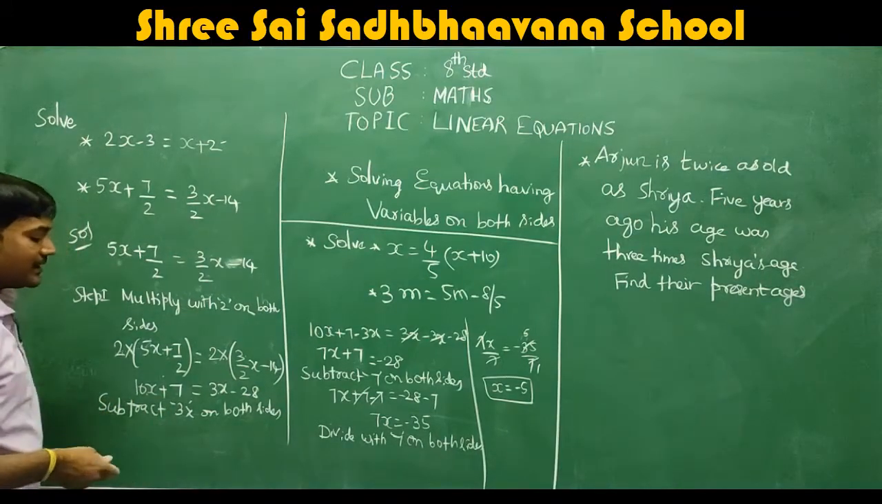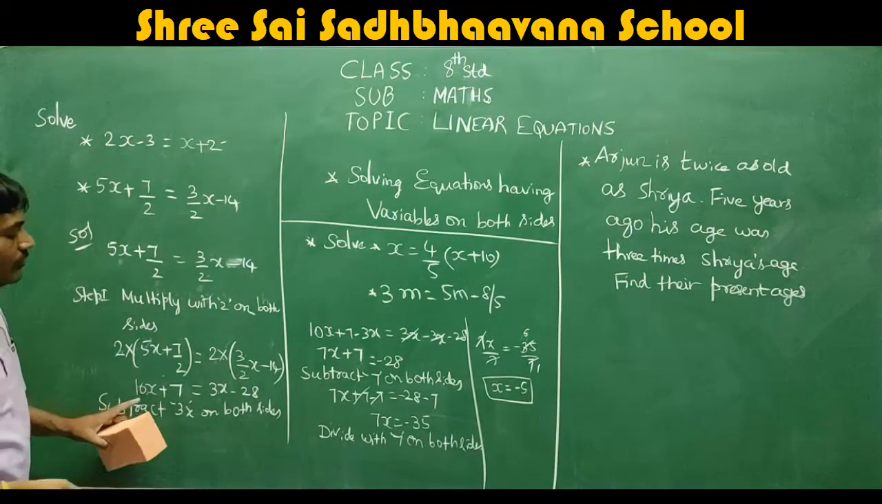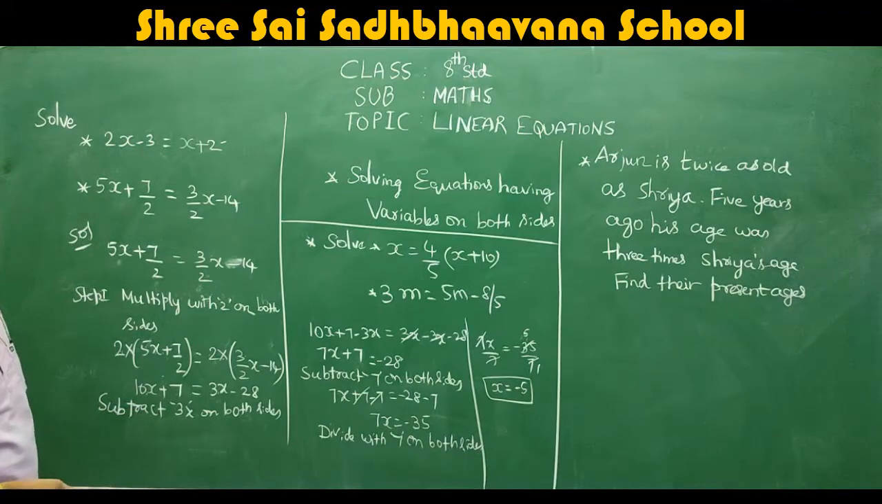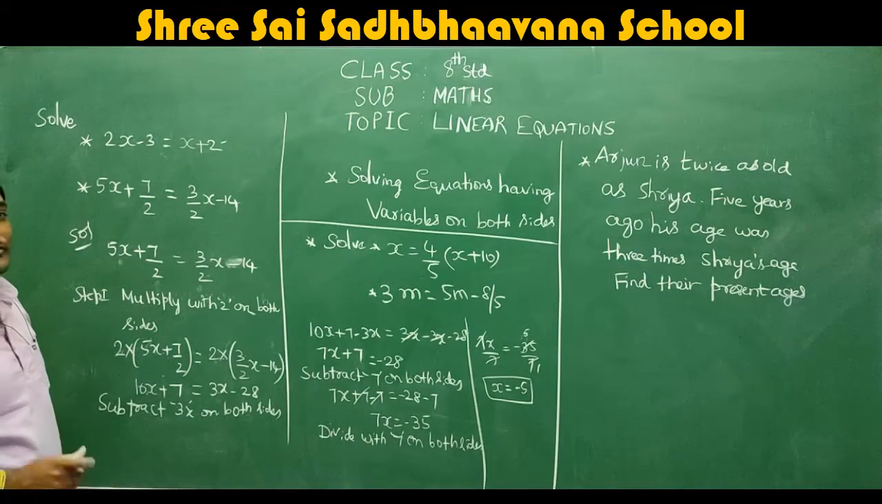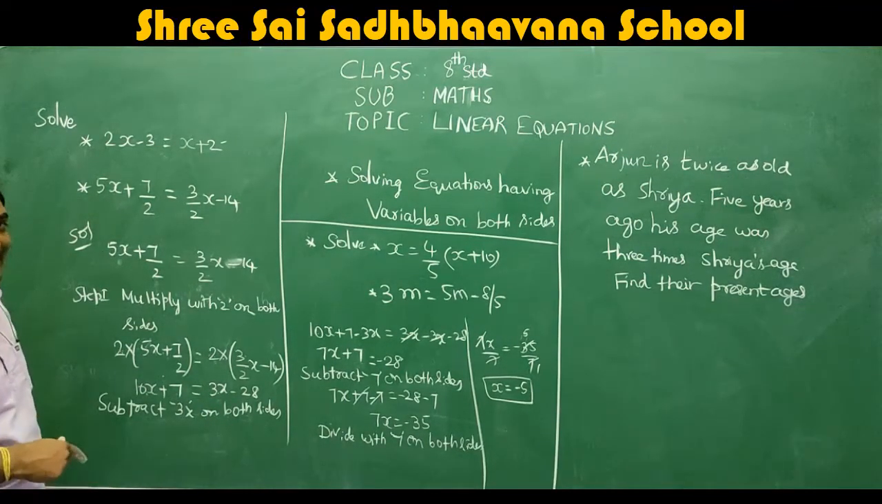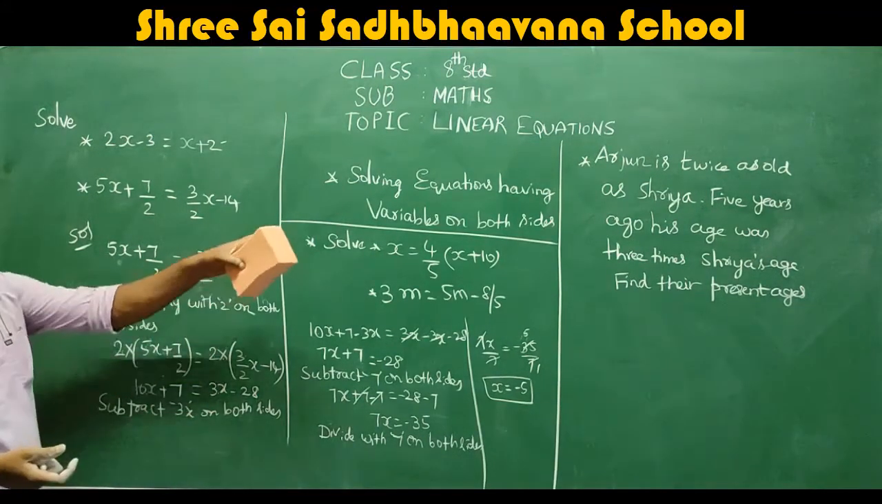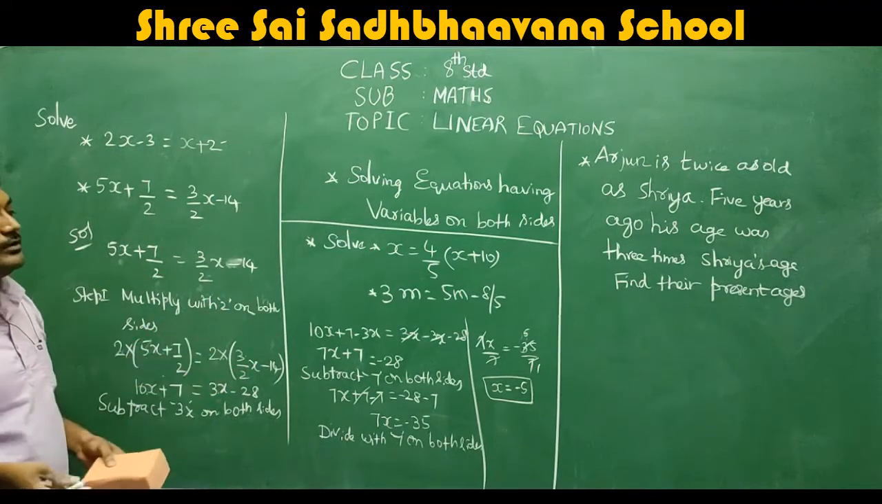So now subtract 3x on both the sides. When you subtract 3x on both sides, as I told you, make the variable on one side. Means you eliminate it either in LHS or in RHS. So that's why I'm eliminating 3x. To eliminate 3x, which is plus 3x, I have to subtract 3x on both the sides. That's the reason I subtracted 3x on both the sides.